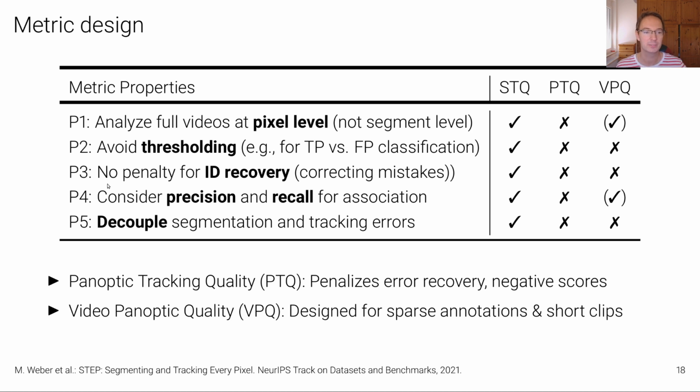We also want to avoid penalties for ID recovery, or in other words, for correcting mistakes, for making something that's incorrect, correct. And it's quite surprising that some of these prior metrics actually penalize such mistake corrections, but that's not what we want. We also want the metric to take into account both precision and recall for the association problem, to balance the two, and to have a clean separation between segmentation and tracking errors, so that the metric decouples them. And this is something that is not fulfilled by the two prior metrics.